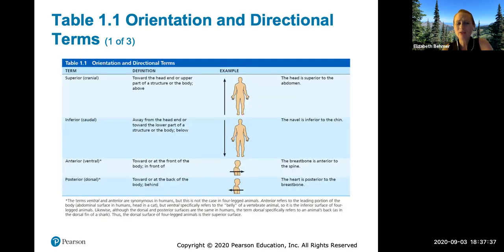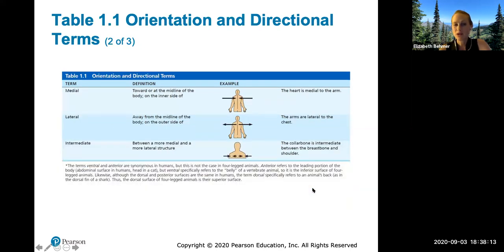So some directional terms are superior, towards the head, and inferior, towards the feet or the tail. An example of this is the head is superior to the abdomen, and the navel is inferior to the chin. And then anterior and posterior, you will more often hear ventral is anterior and dorsal is posterior. An example of anterior, the breastbone is anterior to the spine, and the heart is posterior to the breastbone or your sternum.